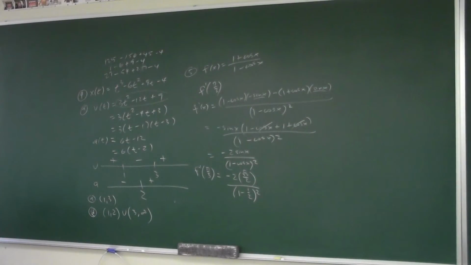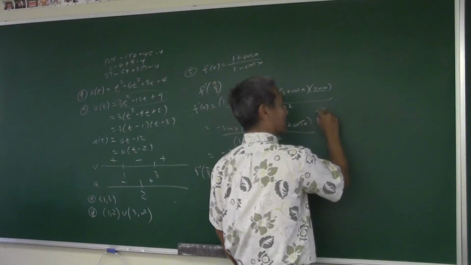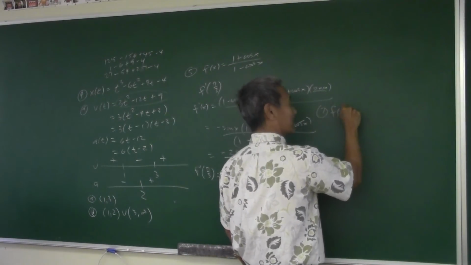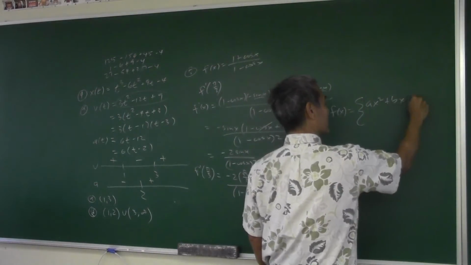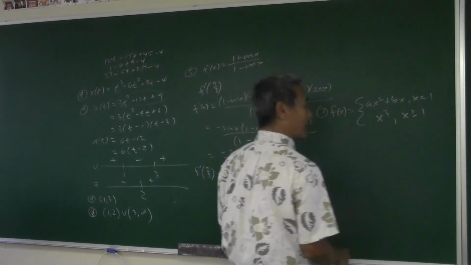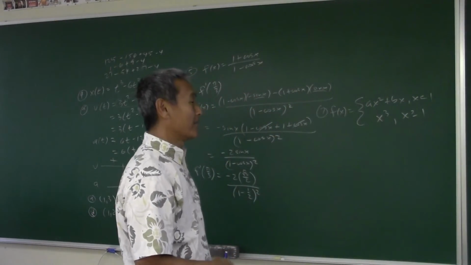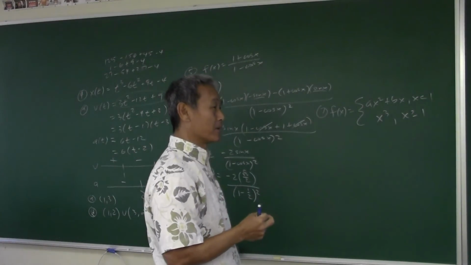Okay, number 7. We had this problem several times on the homework, not sure if you guys remember. Piecewise function meeting at x equal 1. Find the values of a and b so that this function will be continuous and differentiable at x equal 1.